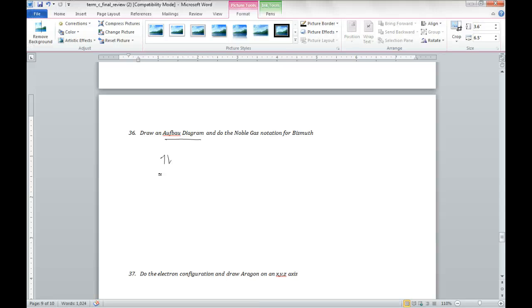We'll do it that way. But noble gas notation is you need to go back to the noble gas before bismuth, which is going to be xenon. And that's going to take you all the way to xenon. And we can jump down to 6s2.